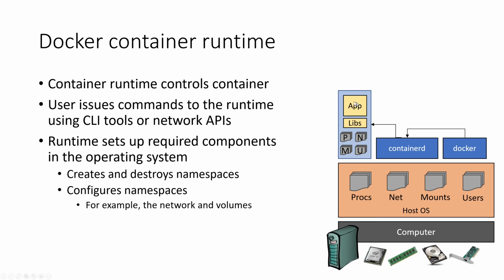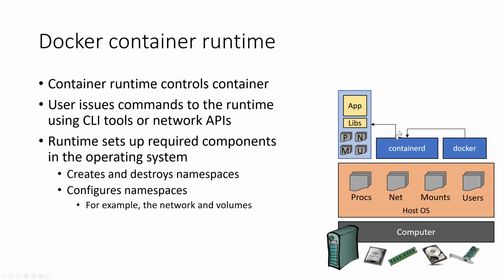For example, if the container application uses the network, then the container runtime's containerd module will configure the network namespace inside the container so that it can communicate with the rest of the internet through the host OS's network. And the container runtime also configures volumes inside the container, for example, if you want to bring some data from the host OS inside the container.